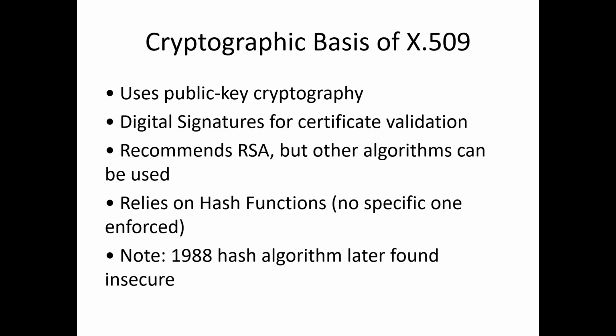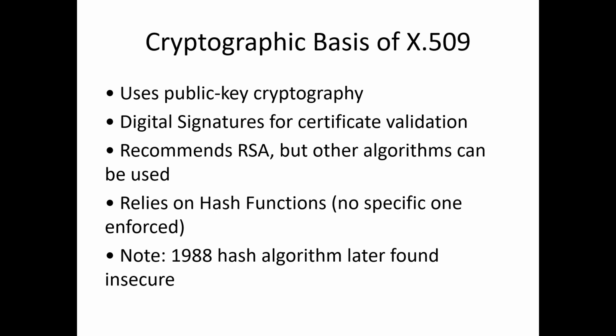Cryptographic basics. X509 uses public key cryptography based on key pairs, private and public, for secure encryption, and digital signatures for certificate validation. The CA signs the certificate with its private key to ensure authenticity. It recommends RSA, but other algorithms can be used. RSA is common, but ECC or DSA can also be used.